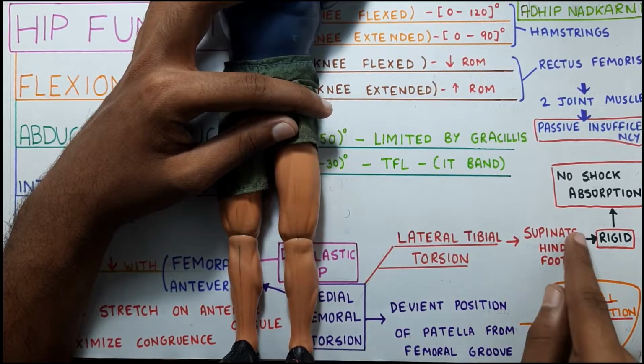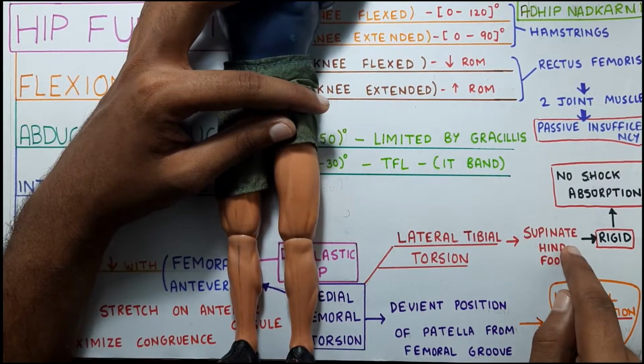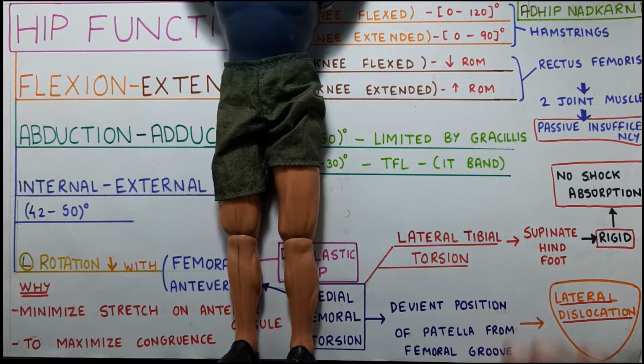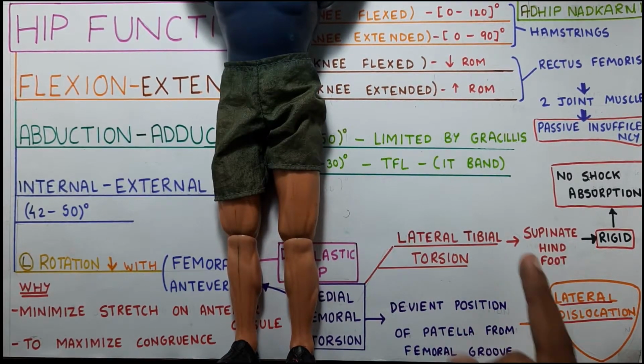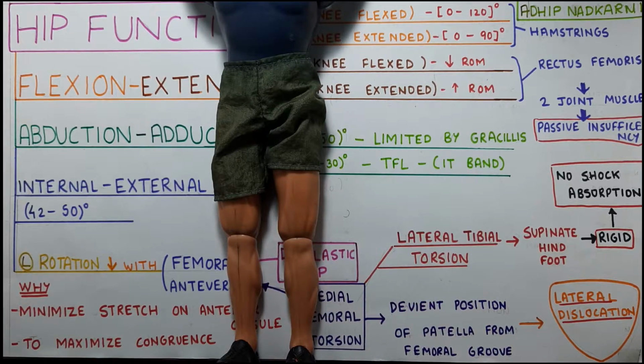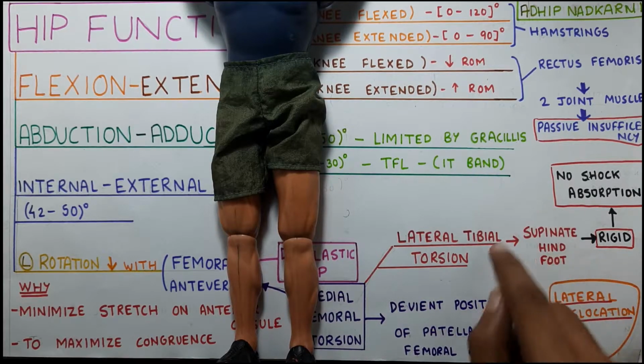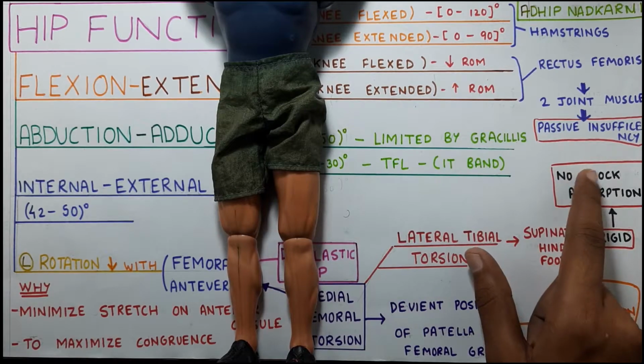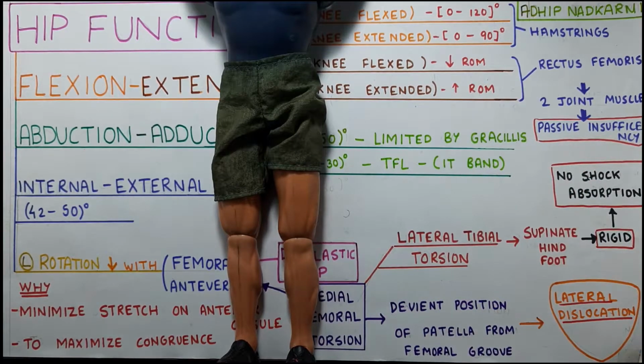We will see supination of the hind foot. If you have not checked out my videos on ankle, do check them out, where I've talked about this concept. When your tibia rotates laterally, your calcaneum will go for inversion and there will be supination of the foot. And we all know that a supinated foot is a rigid foot and it will not have shock absorption. See, no shock absorption when you are walking or doing other activities.